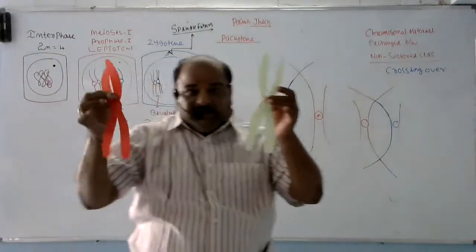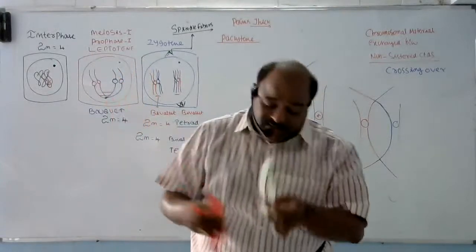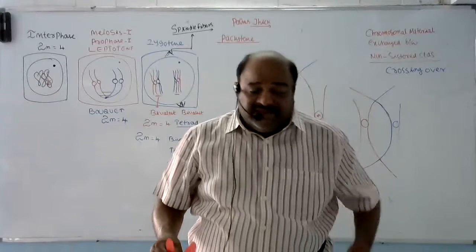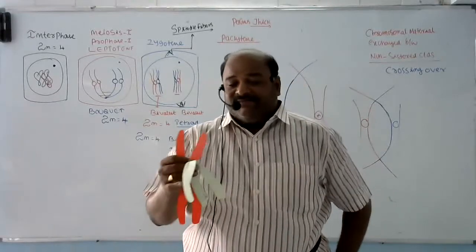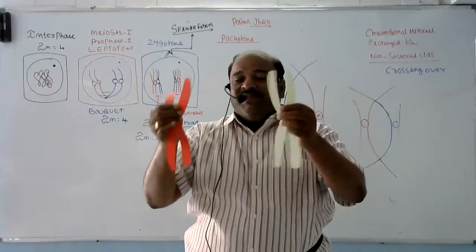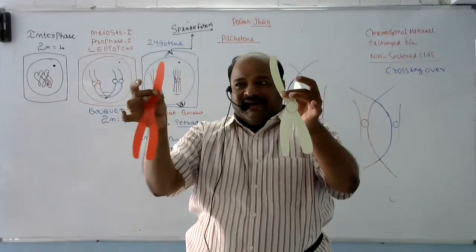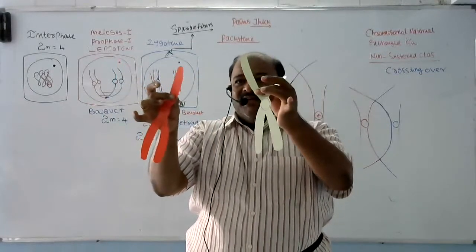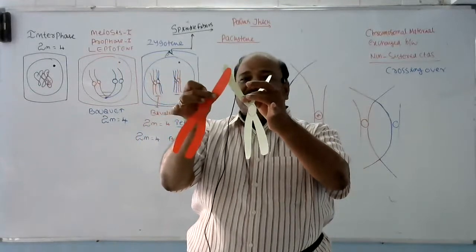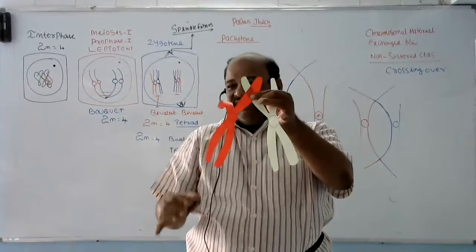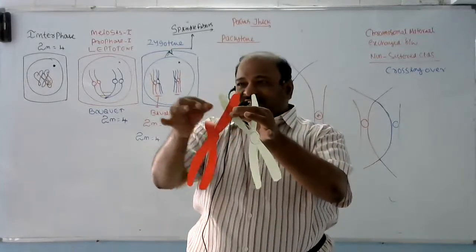Okay, sister chromatids. Another one is non-sister chromatids. Look at here, which I am showing. This is the non-sister chromatid from each strand. During this process, these are exchanged. When they are exchanged, look at here.